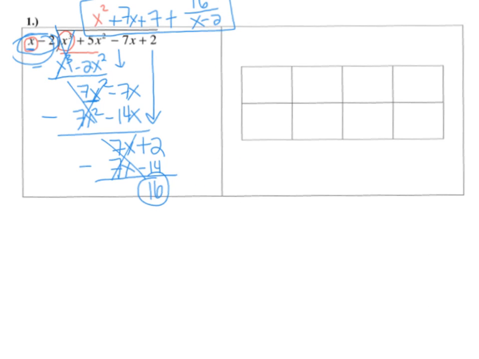Alright, so in example 1, when we did x cubed plus 5x squared minus 7x plus 2 divided by x minus 2, we got this, x squared plus 7x plus 7 plus 16 divided by x minus 2. So we know that's what we should get as an answer. Let's take a look at another way to get there. So we call this the generic rectangle method, or the CPM method, just because the CPM curriculum is what introduced it to us as teachers.